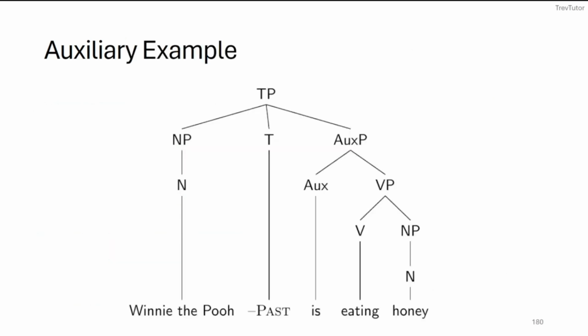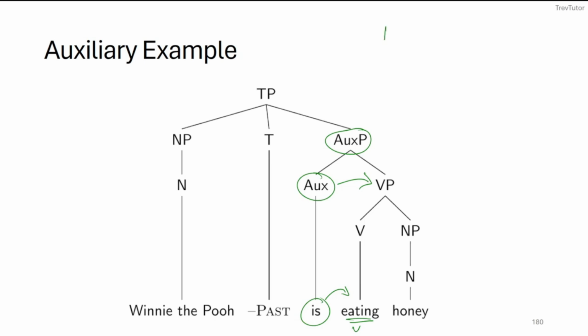So here's one example of an auxiliary. Winnie the Pooh is eating honey. Eating is the main verb. This is what's happening: Winnie the Pooh eats honey, but this is an ongoing action. So is is an auxiliary that's going to form an auxiliary phrase. And because the verb phrase comes after it, in other words, is is determining the form of the verb. If we have is here, we know it's going to be a progressive -ing. The verb phrase will be its complement.